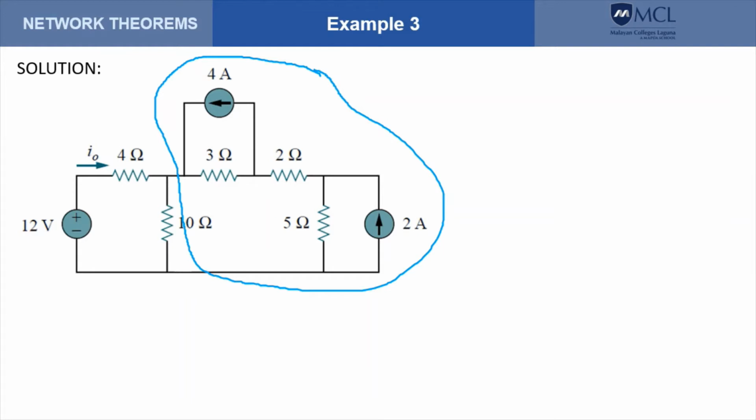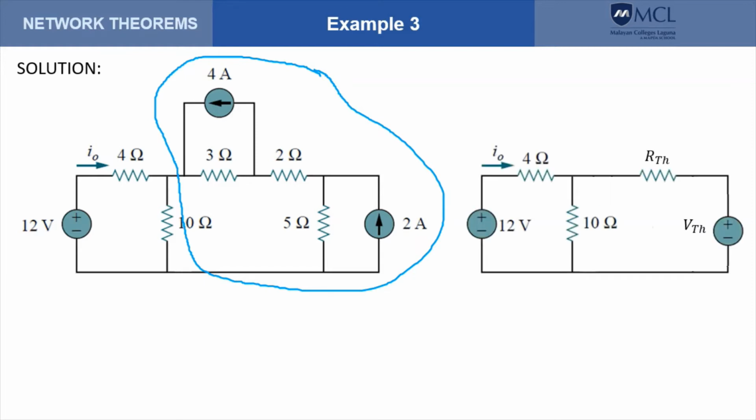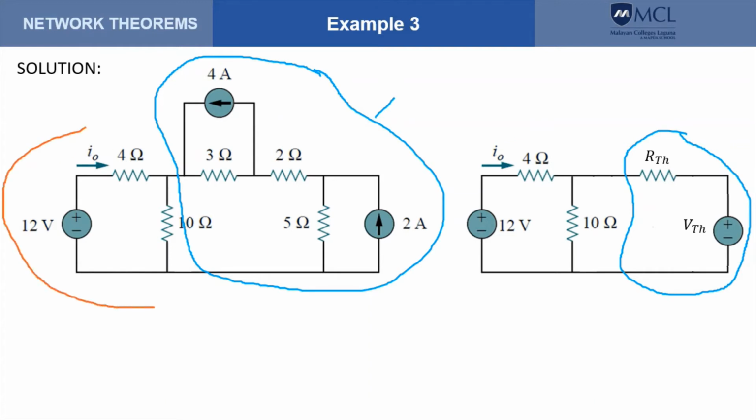So let's use this part as our candidate for conversion. If we convert this part, that means that we're trying to replace this part with a voltage in series with a resistance, and that the circuit would become like this. So this part here is really this part again, and the remaining part would be this part here.